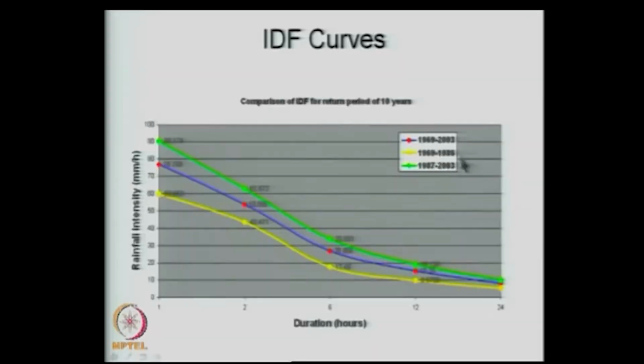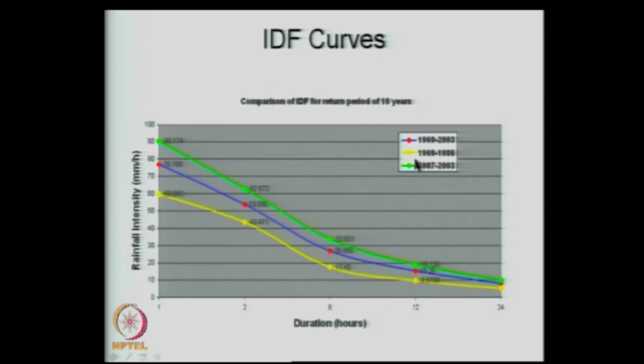If we look at how the Bangalore IDF relationship has changed over the last few years, I will just show you based on the observed data. We had the data from 1969 to 2003. Let us say we split this into 2 parts. One is 1969 to 1986 and another is 1987 to 2003. Remember, both of these do not have sufficient data, both these series do not have at least 20 years of data. However, let us see how it looks.